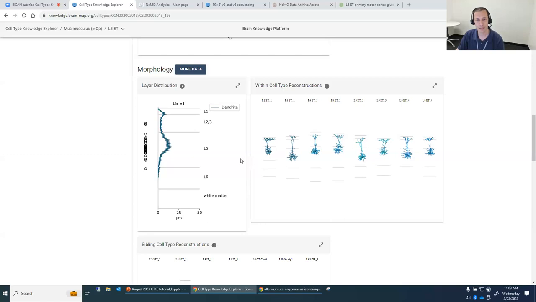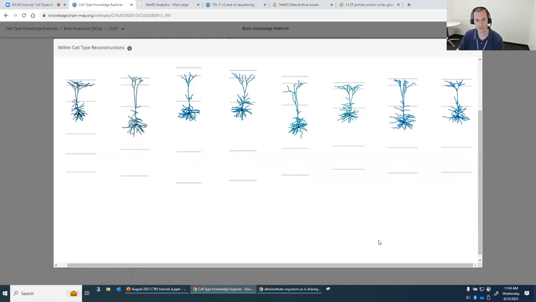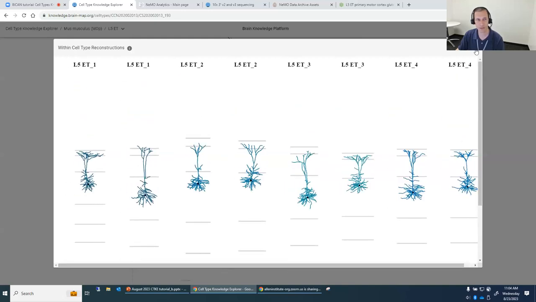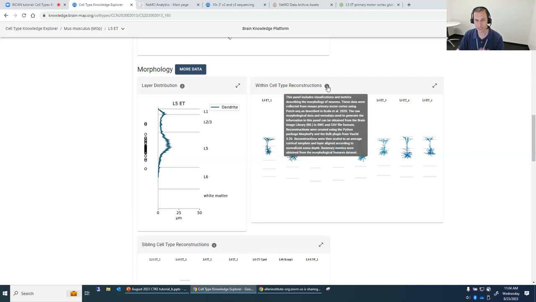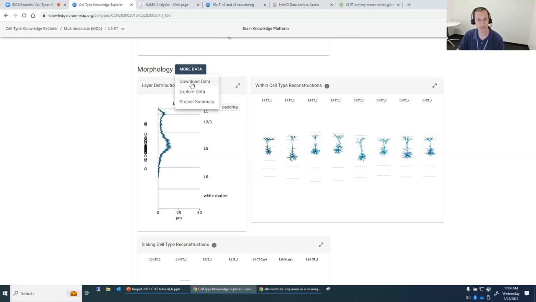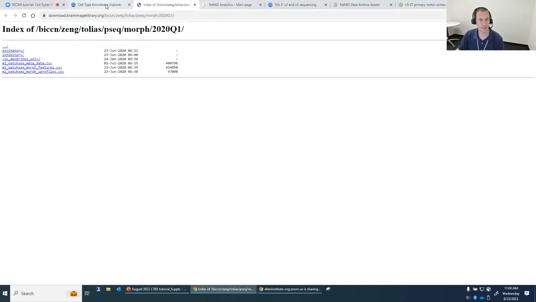For any of these boxes, if they look too small for you, you can click this button, which will pop it out into a full screen view, so you can get a better look at what these images look like. You can also, for any of these boxes, learn more about the data and the image themselves by hovering over this information blob, and this will tell you more information about the data set. So for example, this tells you that the raw morphology data and the metadata can be obtained from the Brain Image Library, or BIL. If we were to click on the download the data from the more data here, this would link you out to BIL, to the appropriate place to download the data.